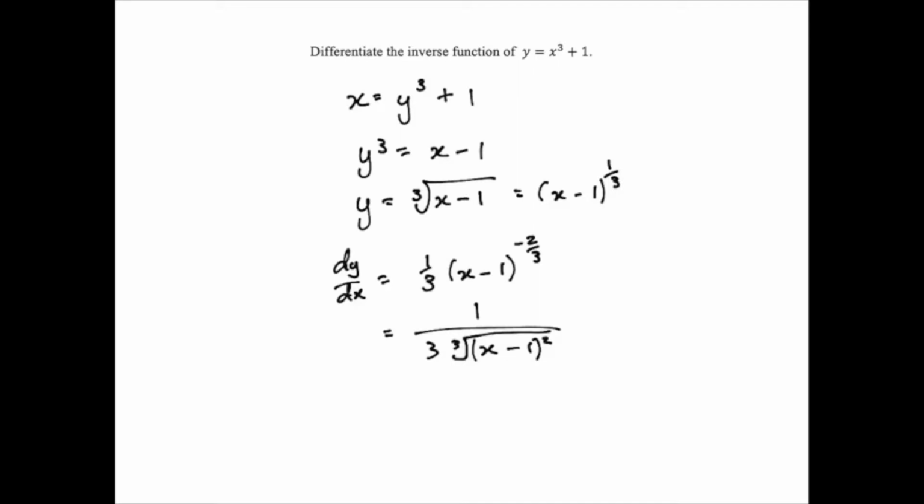Now that's all well and good, but today what we want to look at is, what if it's a little bit harder for us to find an inverse function? We have a method that we can use to still allow us to differentiate. So let's have a look at one of those examples. So this example, differentiate the inverse function of y equals bracket x plus 1 bracket times bracket x minus 2 cubed.